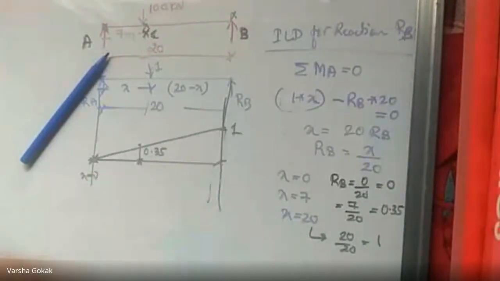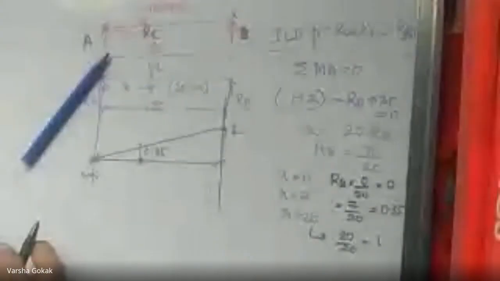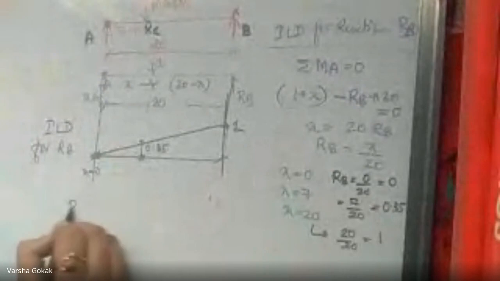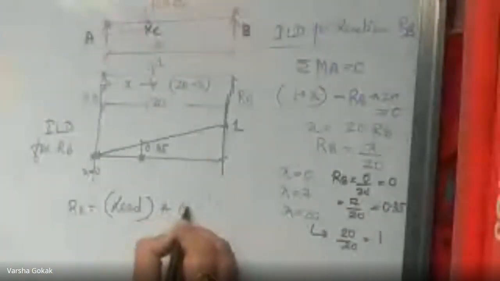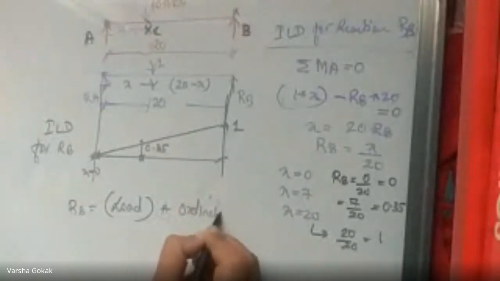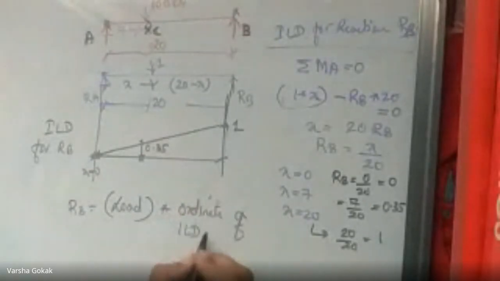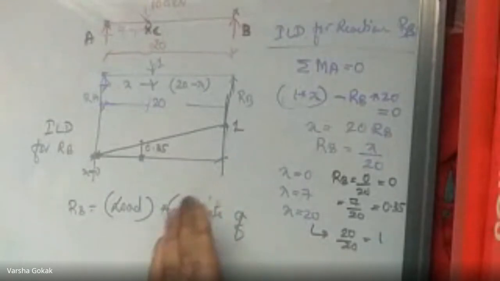It's like this. Okay, so this is 0.35, this is 0, and this is 1. So this is the influence line diagram for RB reaction. Now if I want to calculate RB, how do I calculate? It is the external load into the ordinate of the ILD diagram, or you can write it as the ILD value of the ordinate.